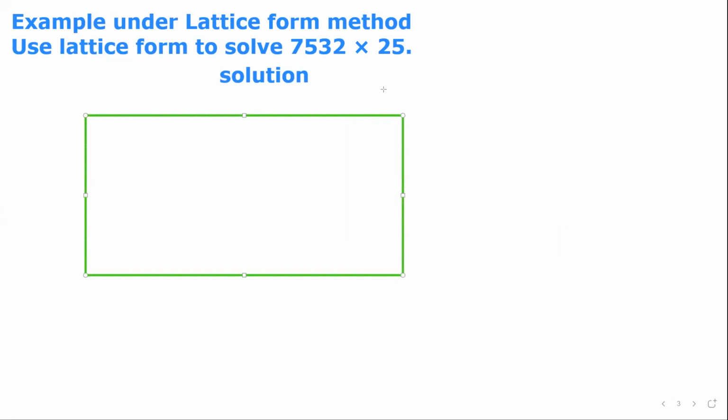Okay, good. Then we divide the box according to the numbers here, the 7,532. So 1, 2, 3, 4. We draw lines to divide this one. 1, 2, then the 4. Okay, I have 1, 2, 3, 4. And then we divide this side according to the multiplier. There are 2. So we divide them into 2. Good.